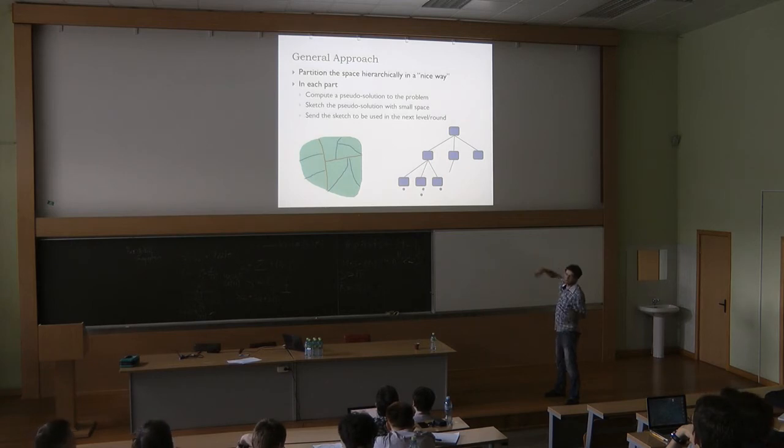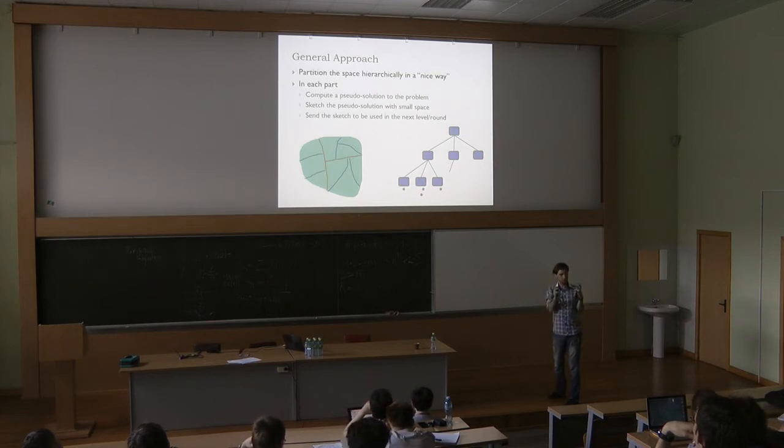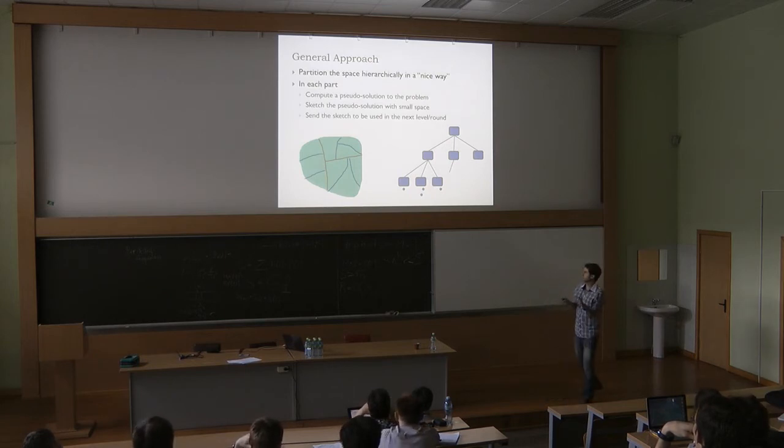These machines will go over these parts of the tree, or these nodes of the tree, right? And there is some computation to be done on this node. What we do is that we take this bunch of points, which are geometrically collocated, they are near to each other, according to these partitions, and we compute some pseudo solution.